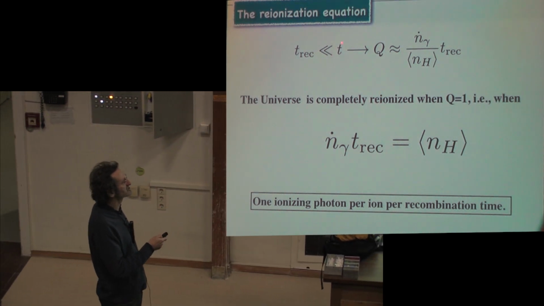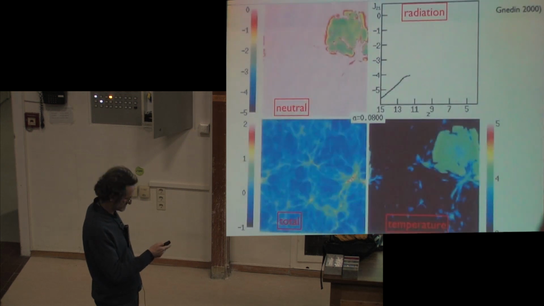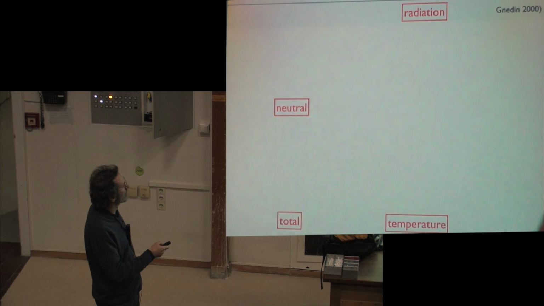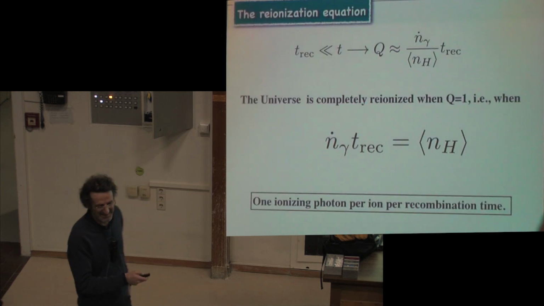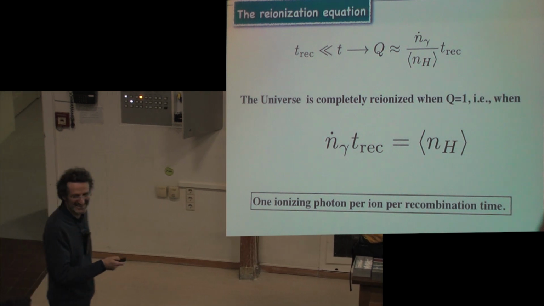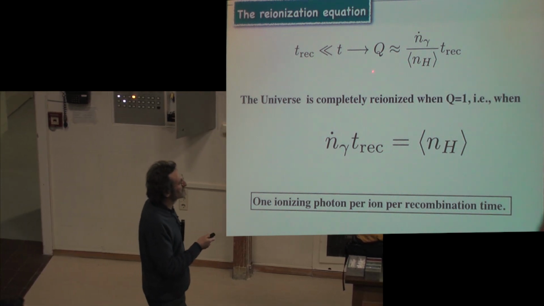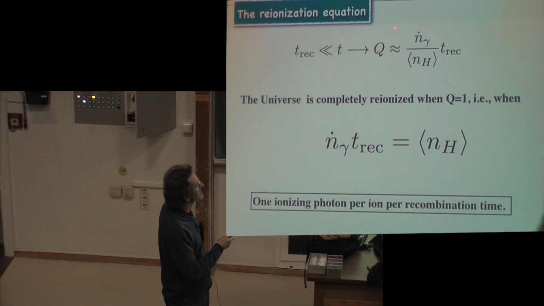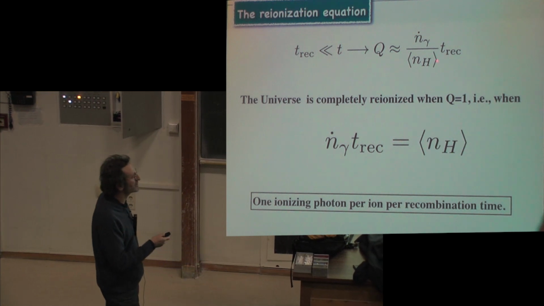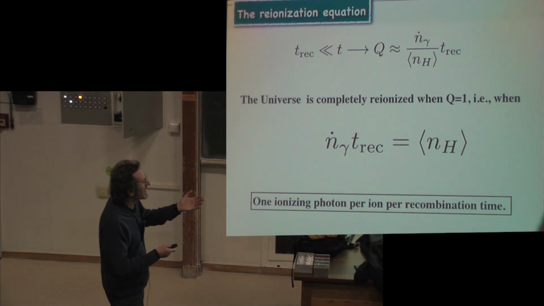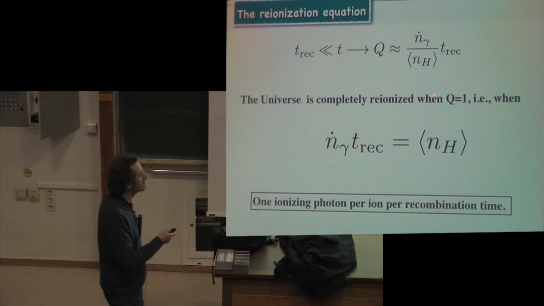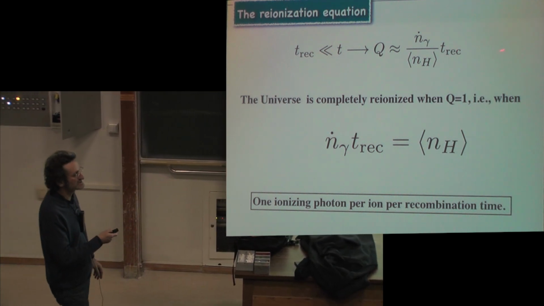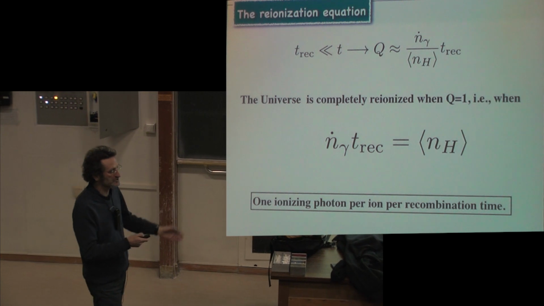All right. So, the reionization equation you can solve very, very easily. If you take a time which is longer than the recombination time, you have this very simple relation. This is the filling factor of ionized gas, which is the number of ionizing photons divided by the number density of gas times the recombination time.